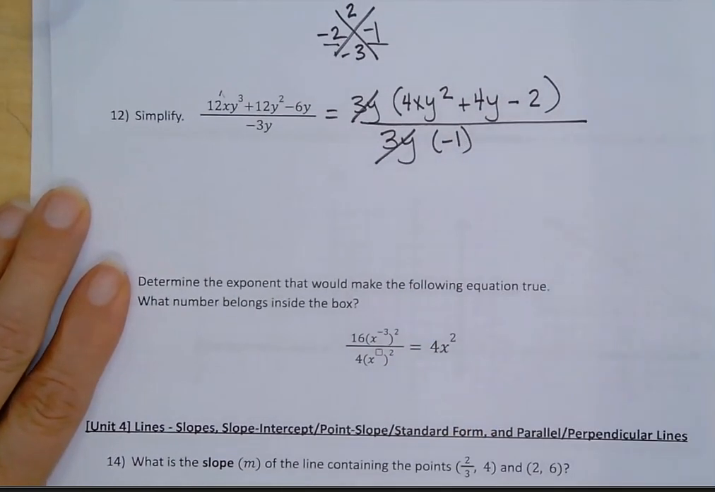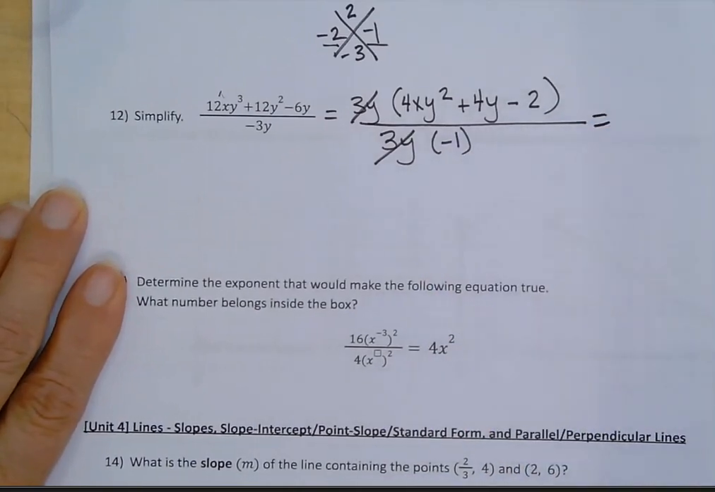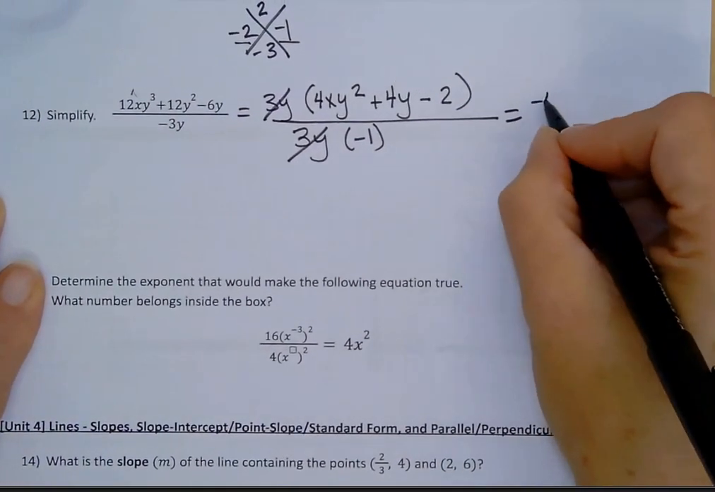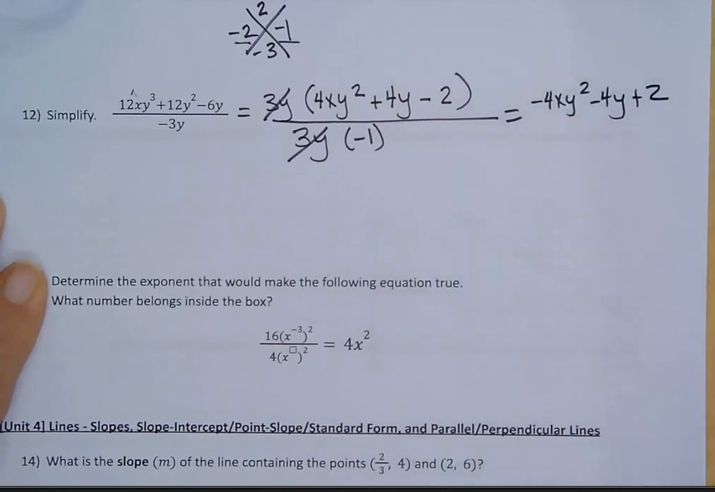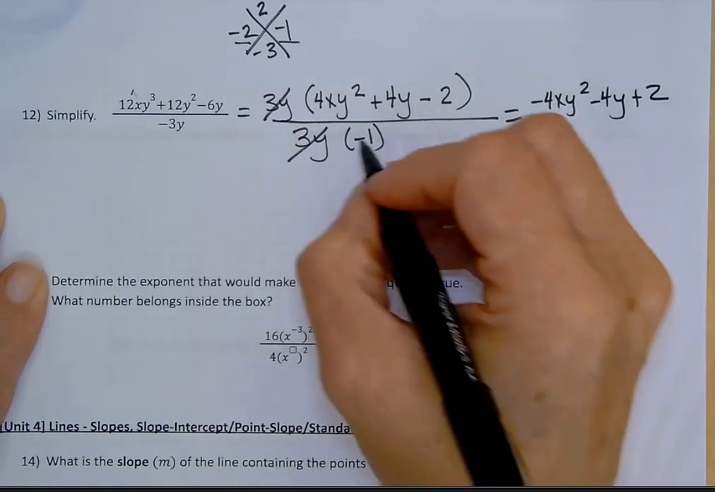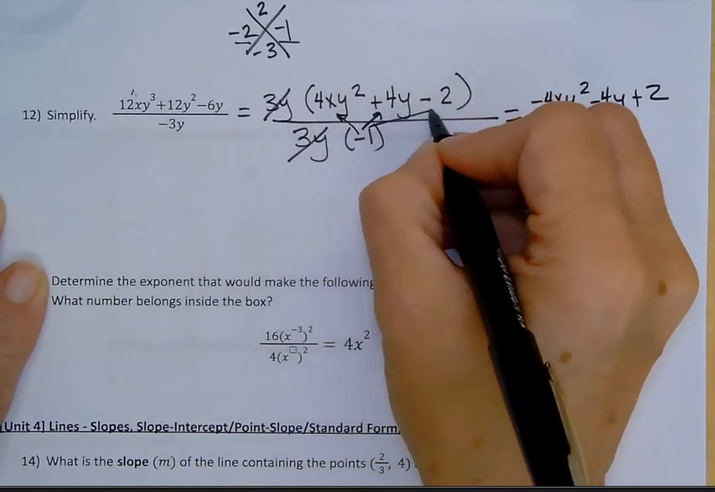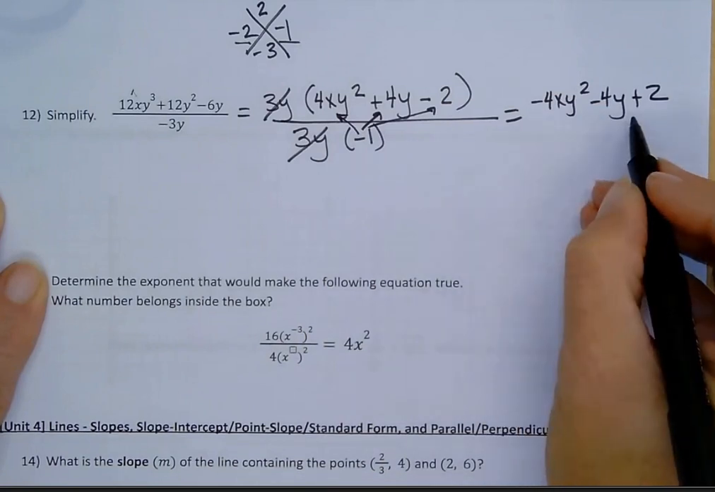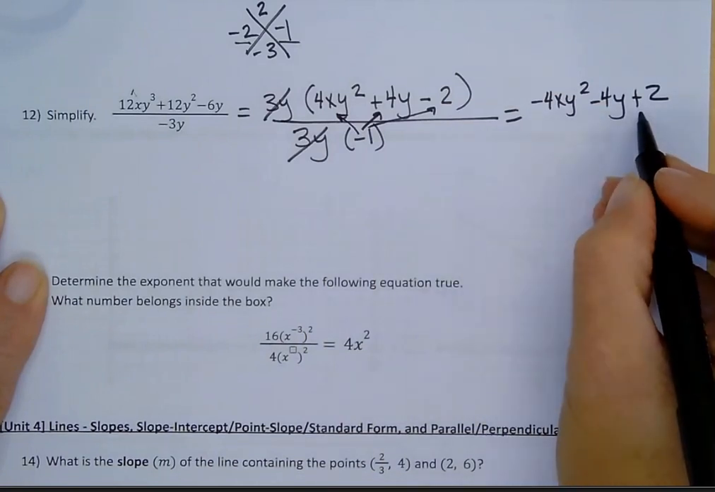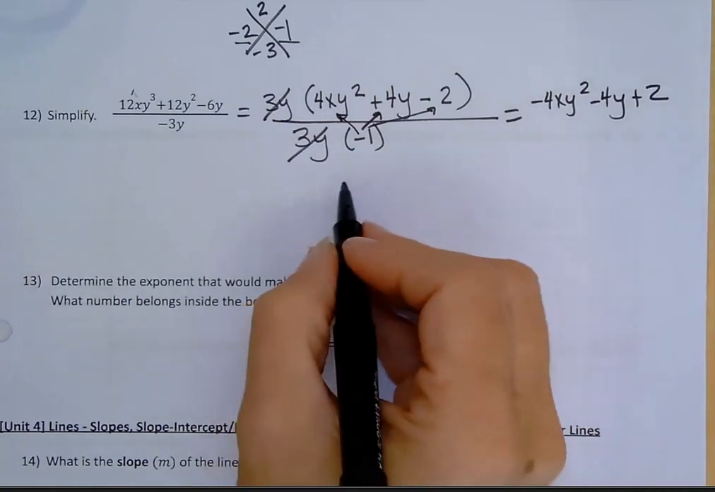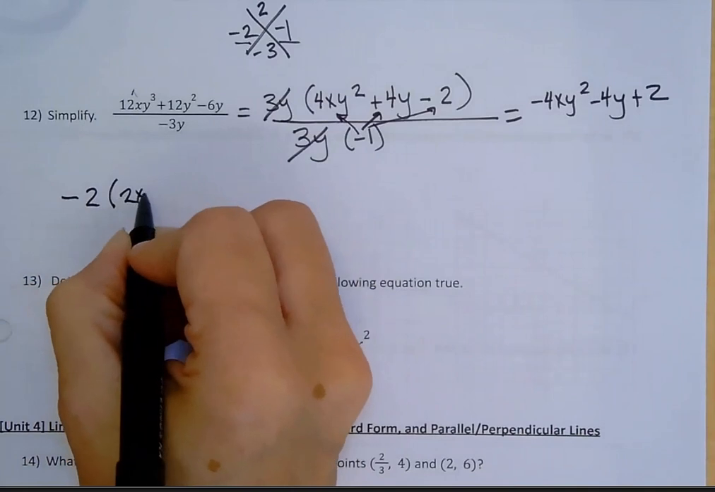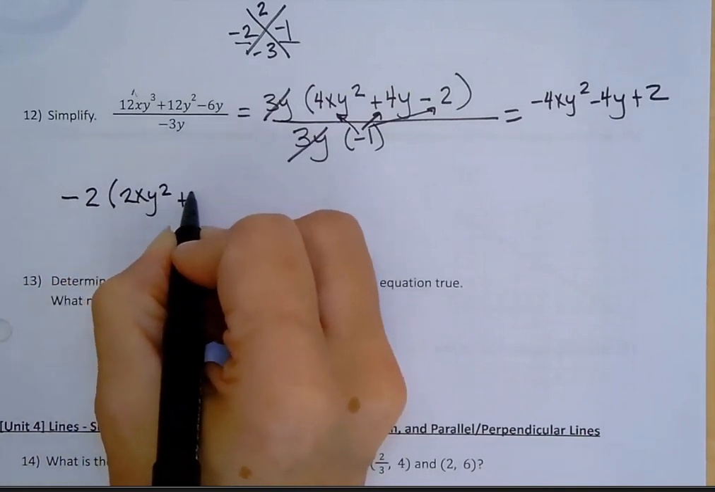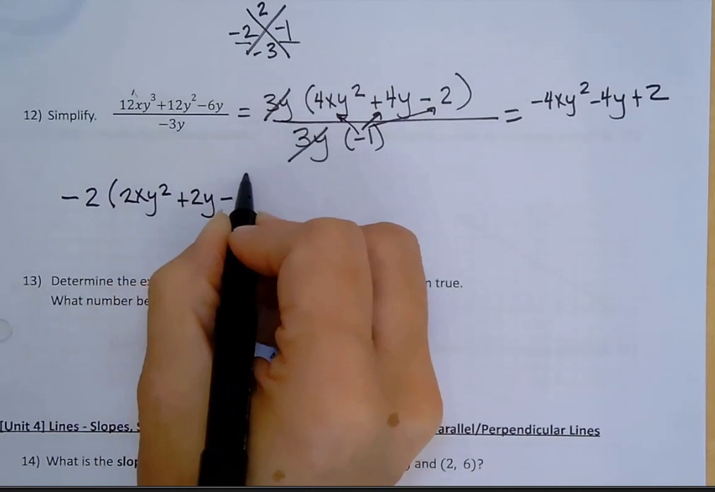Now, let me go ahead and divide everything by negative 1. It's just going to change the sign of everything. So I have negative 4xy squared minus 4y plus 2. I'm doing that because I'd rather not have a fraction if I can help it, right? I just divided each term by negative 1. Now, let's see if I can factor that. I can pull out 2 or negative 2. Let's go ahead and pull out negative 2. Get a negative out of there. Negative 2 times 2xy squared plus 2y minus 1.